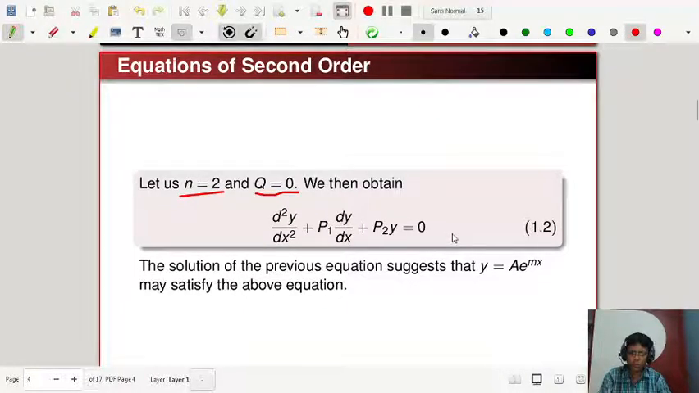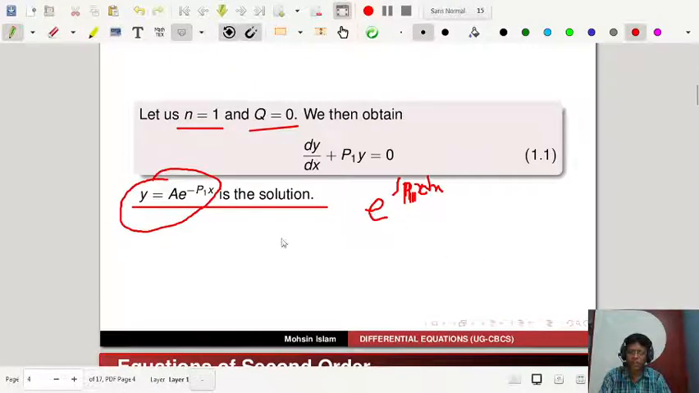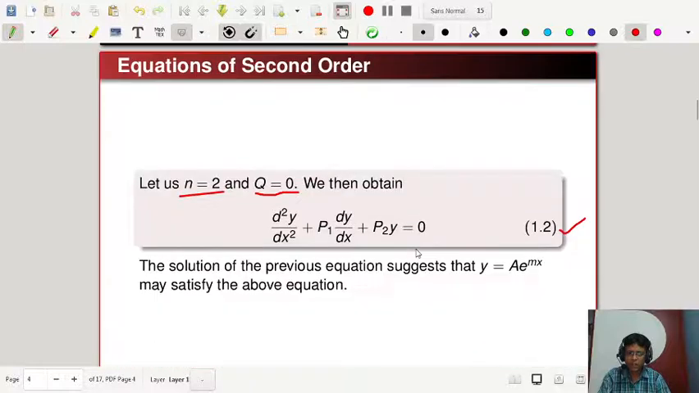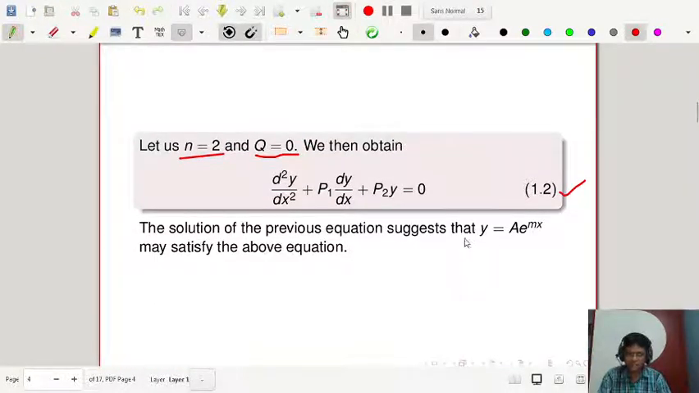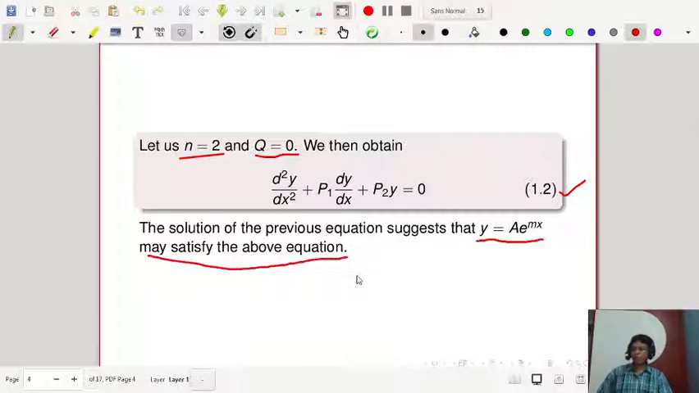So your equation will be of the type, equation 1.2, d^2y/dx^2 + p1 dy/dx + p2 y = 0. Now from the previous knowledge that y = a e^(-px) is the solution of differential equation 1.1, we can suggest that y = a e^(mx) may satisfy the above equation for any value of a.